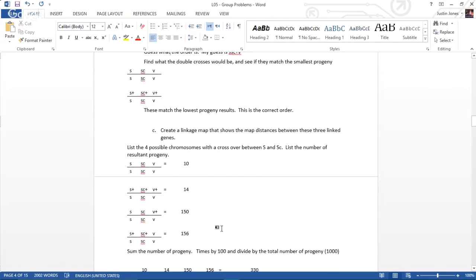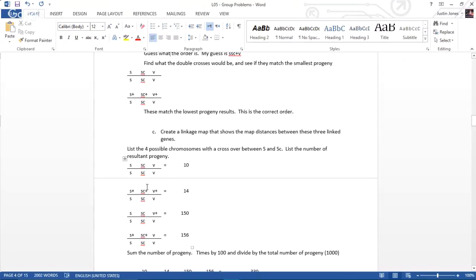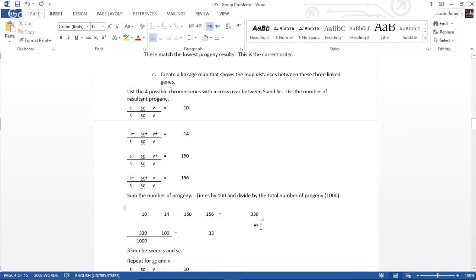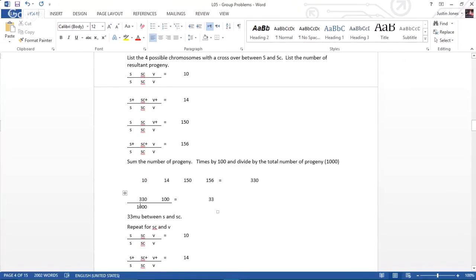Next question, same thing as we were doing in problem 1. You list the 4 possibilities. This time we're going to be doing S and SC. And so we start there. These 2 match up there. But then if the last one was not double crossed, you'd get the 150 and 156 from up here. And those are the 4 possible chromosomes you can get if there's a crossover there. So add all the numbers together, 330. Divide 330 by the total progeny, which is 1,000, and then times by 100 to get a percentage. Or not a percentage, but the map units. So you get 33 map units.